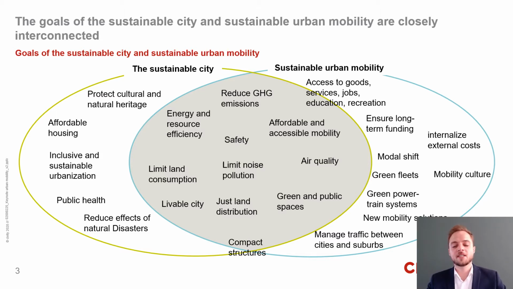As you can see here, there are a lot of mutual goals, of which we put a few on the slide here. Many of them are directly linked to mobility. For example, creating an affordable and accessible mobility system, making sure the system is energy efficient, or reducing greenhouse gas emissions overall. But it is really more than just common goals between mobility and the sustainable city.